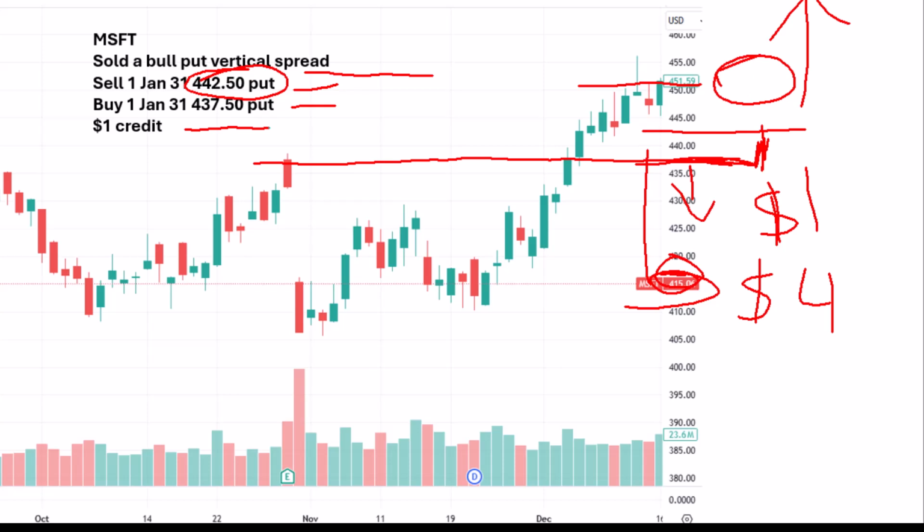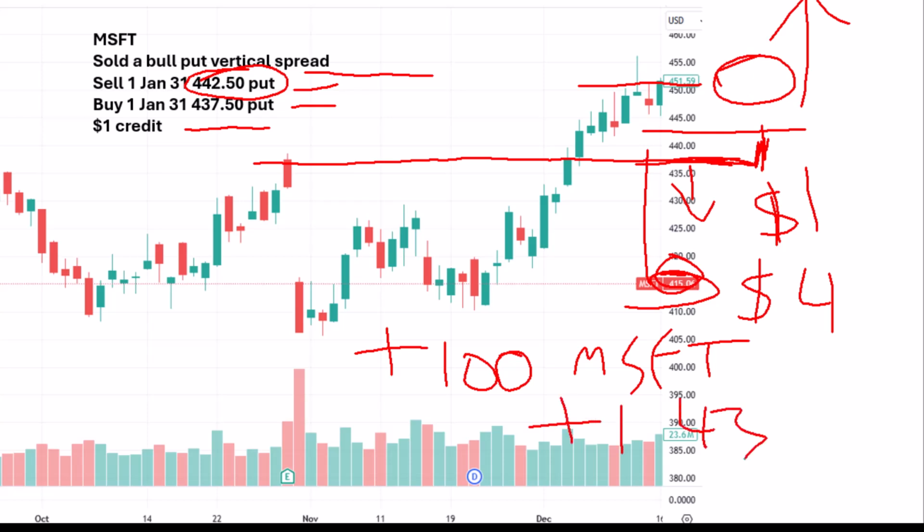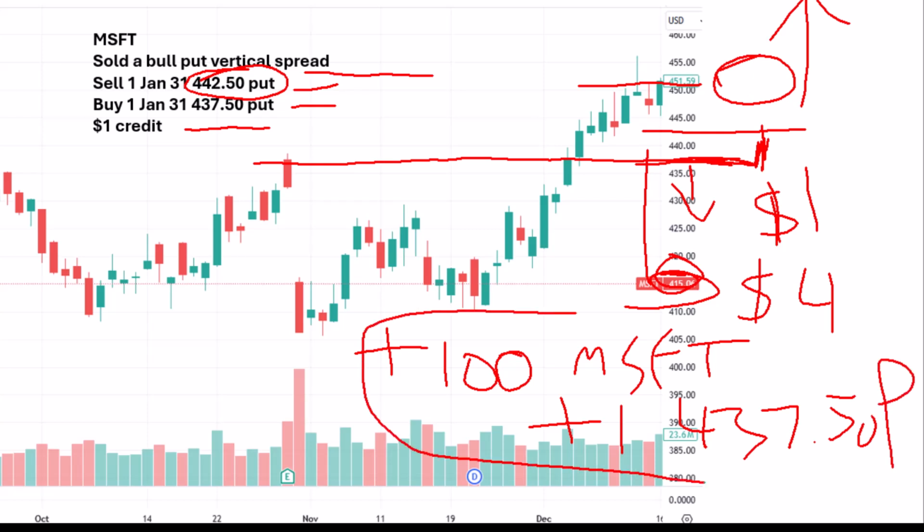So right now his position is long 100 shares of Microsoft and long the 437.50 put. This is his position.